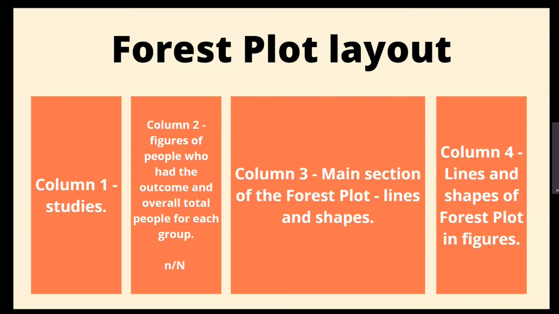The first column will list the trials included in the study, normally with the name of the lead researcher or researchers and with the year of publication. The second column provides the figures from the intervention and comparison groups, showing how many people had the outcome of interest and the overall number of people in each group. The third column is the main body of the forest plot, which is what we will look at in more detail next, while the final column shows the details from the third column in numbers.